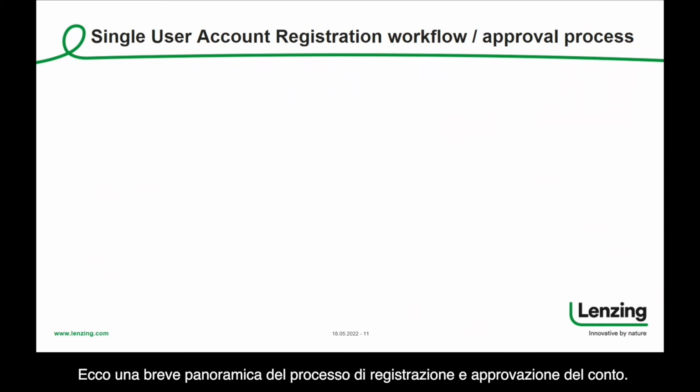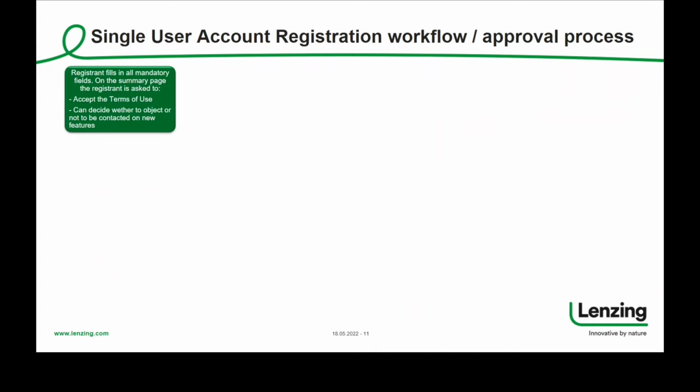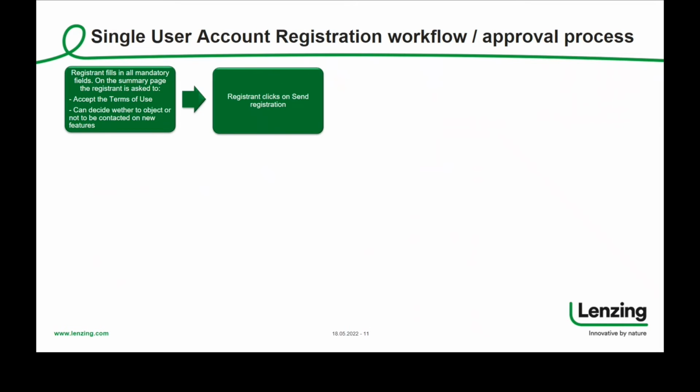Here, a short overview of the account registration and approval process. It all starts with filling in all mandatory fields. Before you can submit the registration application to Lenzing, you have to accept our terms of use and can decide whether or not you want to be informed about new e-branding service features in the future. Once done, please click on Submit.